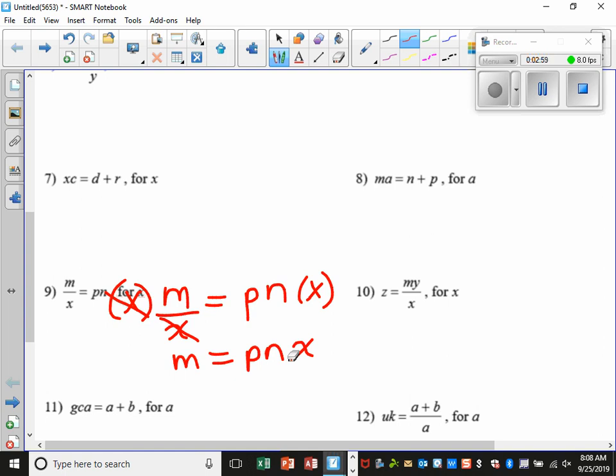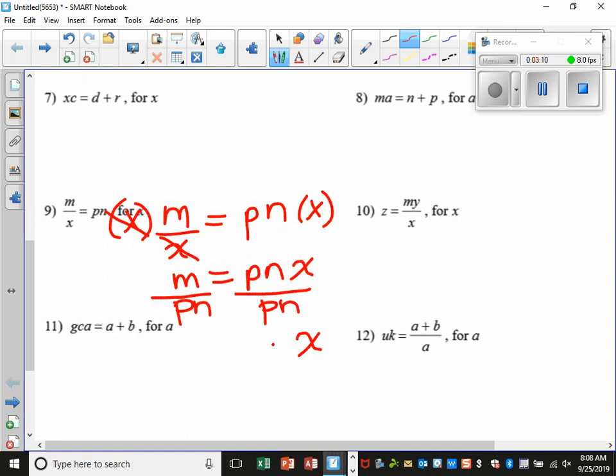I want to isolate x now, and x is being multiplied by p and n. So I can just say divide by pn. And now I have x by itself. Okay. Now, there will be some cases where you have two variables in that you have to kind of make it one variable. Look at question number 11.